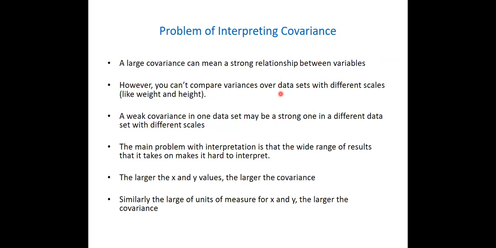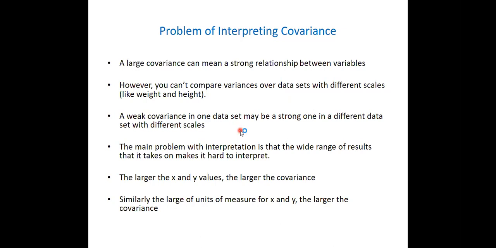Like weight and height. When we talk about height, we measure height in meters. For an average man, you'll be talking of 1 point something, 1.6, 1.7, 1.65. Then for weight, you'll be talking of 70 something kilograms, 60 something, 90 something, 80 something. They are on different scales. If you decide to measure your height in centimeters, instead of 1.7 you say 170. Whichever way, you cannot use covariance to compare two variables that are on different scales.